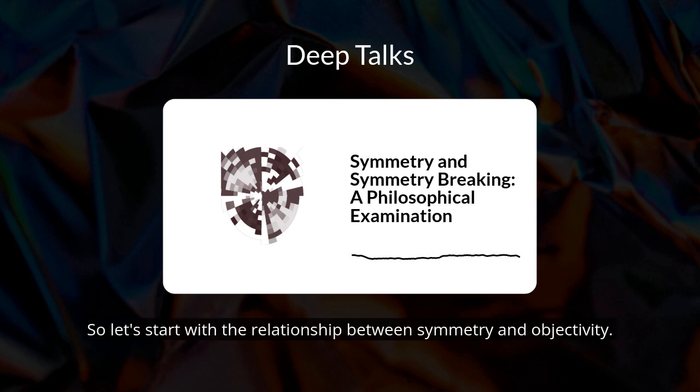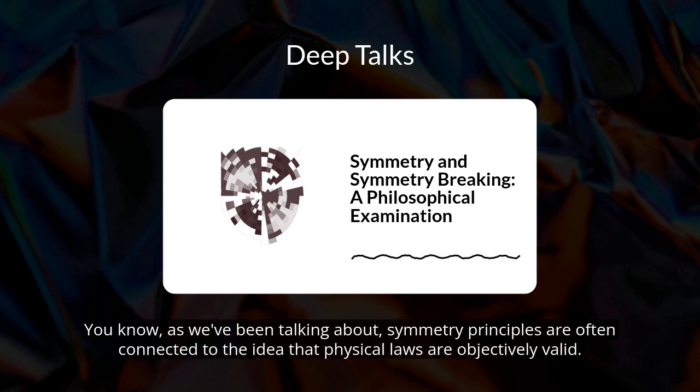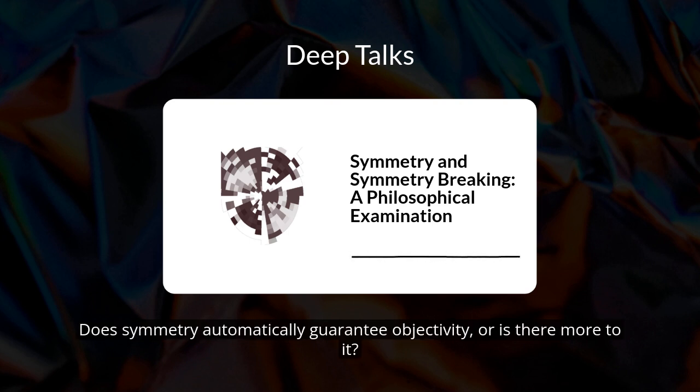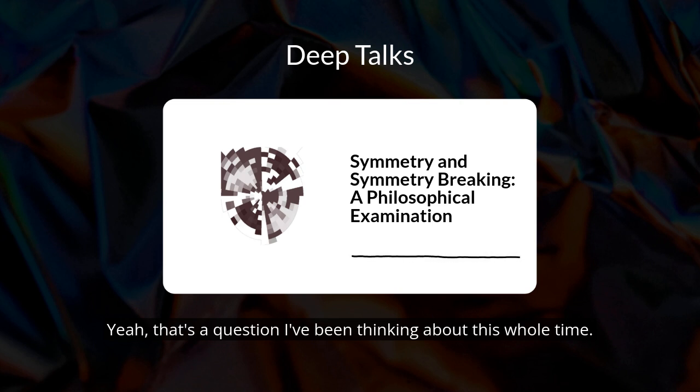So let's start with the relationship between symmetry and objectivity. As we've been talking about, symmetry principles are often connected to the idea that physical laws are objectively valid. But what does it actually mean for a law to be objective? Does symmetry automatically guarantee objectivity, or is there more to it? Yeah, that's a question I've been thinking about this whole time.